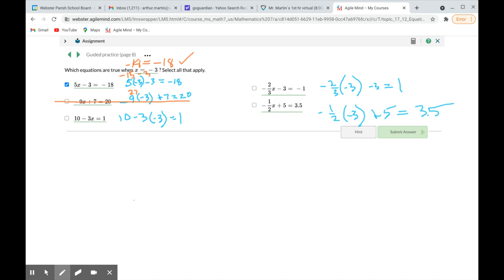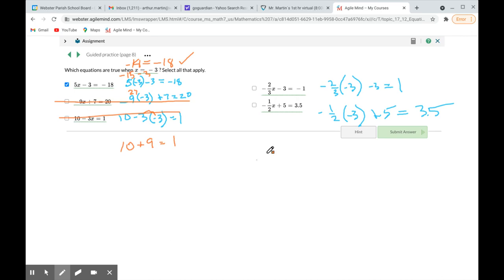Will we subtract or will we multiply first? I think multiply. That's right. We're going to multiply. So we're going to take -3 times -3. So that is 9. So this would be 10 plus 9. Would that equal 1? Nope. All right. Now we're getting into the hard ones.